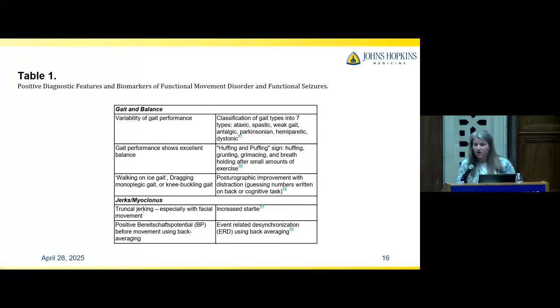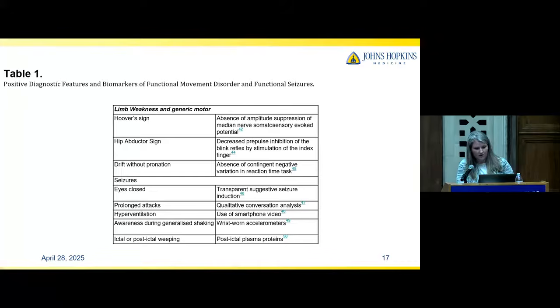So as the table goes on, again, in the left-hand column, those are the features I was talking about, variability, and then some of the newer things that we're starting to observe more and more of. The huffing and puffing sign, that's one that the movement disorders neurologists observe often and include as a positive sign. And then in the final part of the table, the bottom part is about functional seizures, and you can see there they mention some of the positive rule-in signs that I mentioned: the eye closure, prolonged attacks, weeping, and some of the newer things that we're looking into to use as biomarkers.